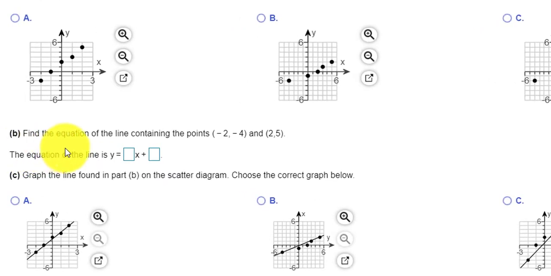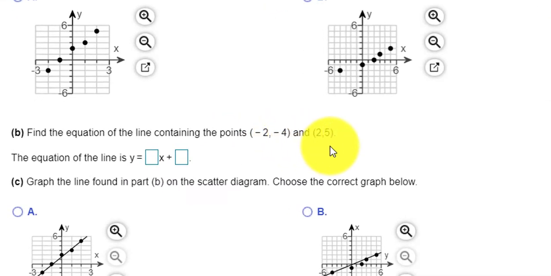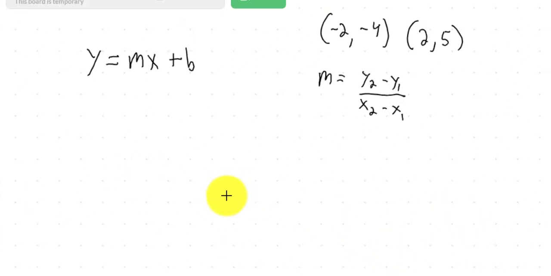Next, we're asked to find the equation of the line containing the 2 points. So the points are -2, -4, and 2, 5. And it's in the form of y equals mx plus b. Right? B is where we cross the y-axis. M is the slope. So I took the liberty of writing out y equals mx plus b, the equation of any linear line or straight line. These were the 2 points we were given, and we know that the slope is m equals y2 minus y1 over x2 minus x1, right?